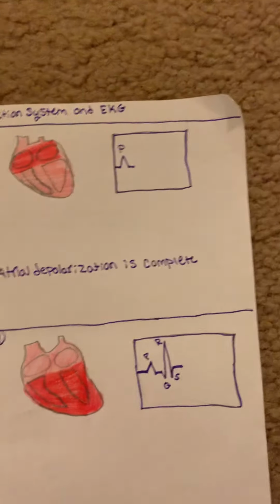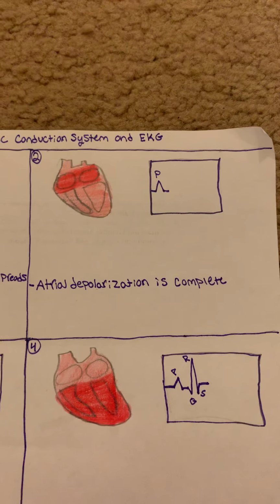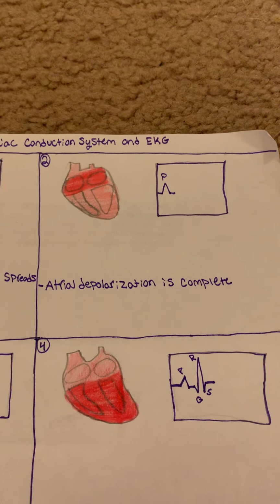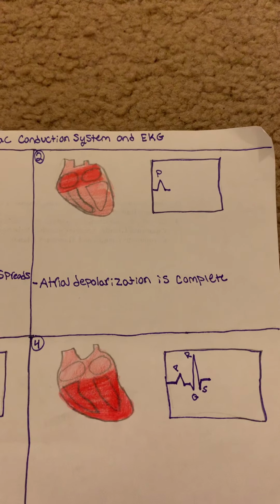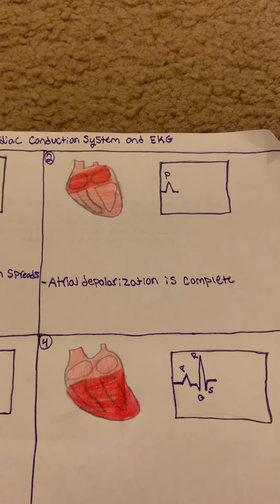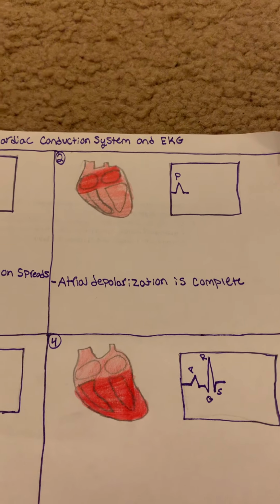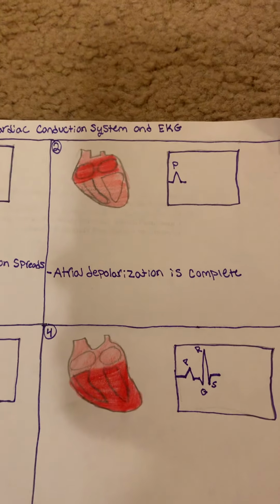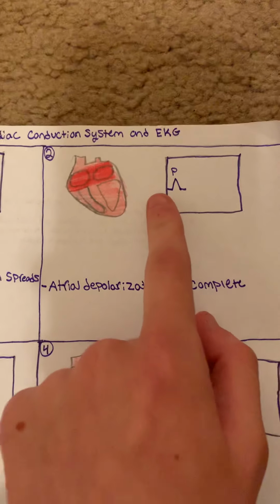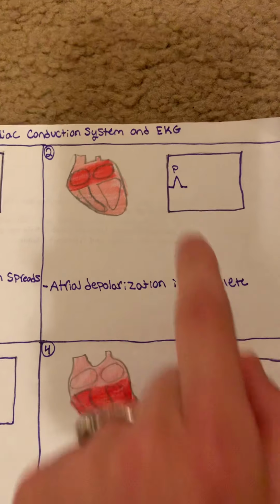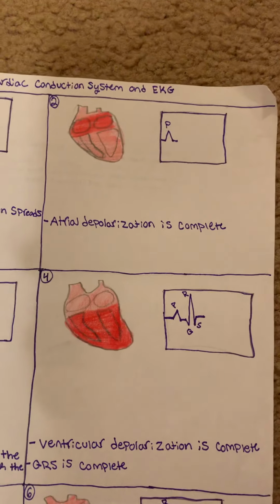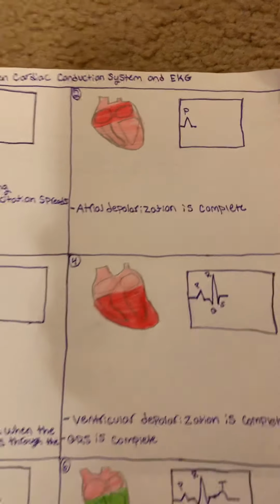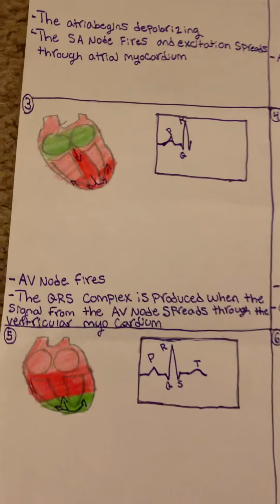In the second cycle, the atrial depolarization is complete, and it adds the extra part of the line on the graph to show the contraction and relaxation. So it went up for the P wave, and then now it's at that base again because it was done contracting.